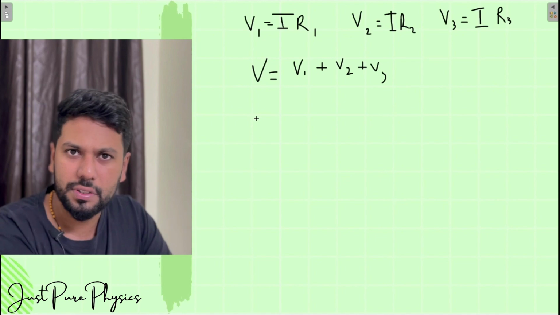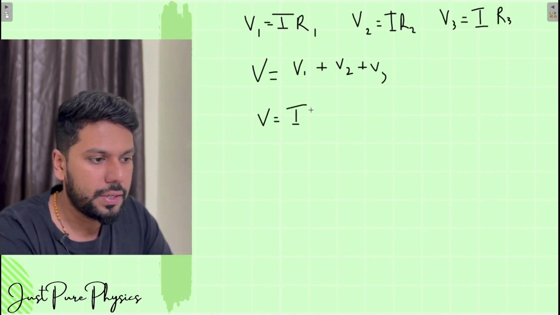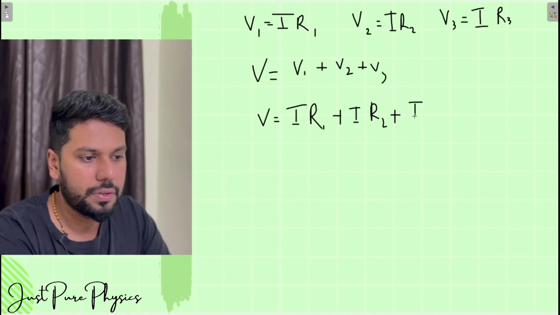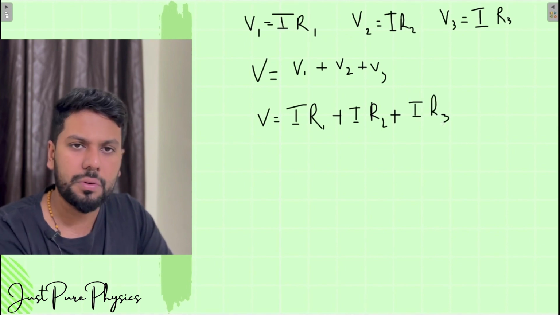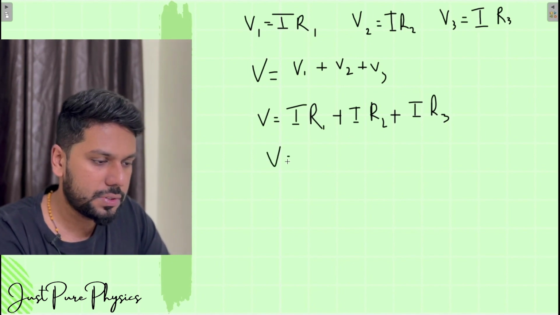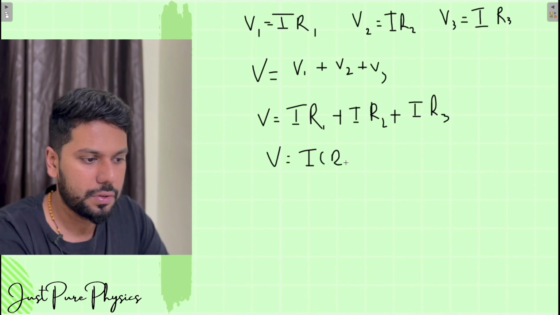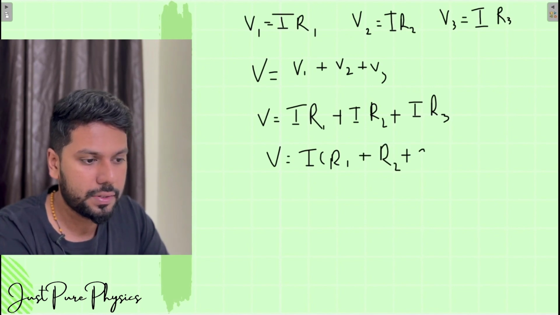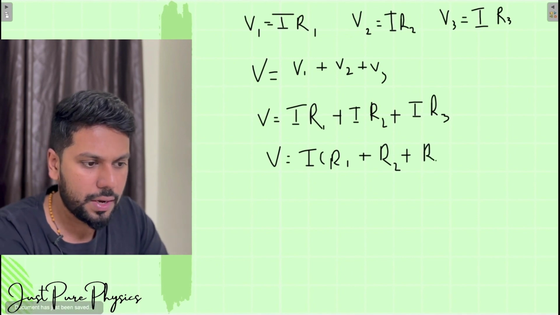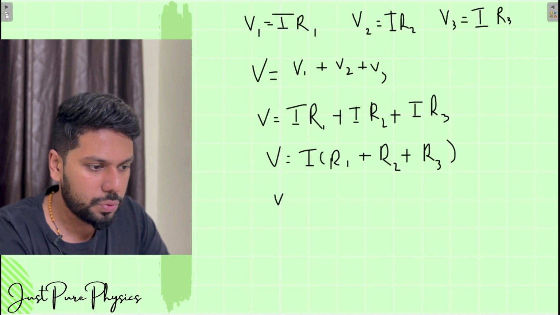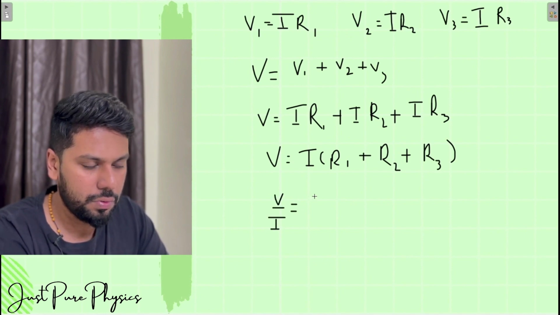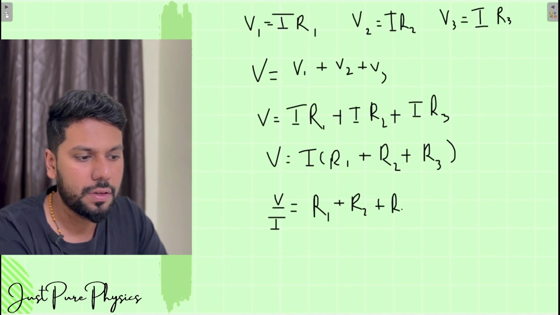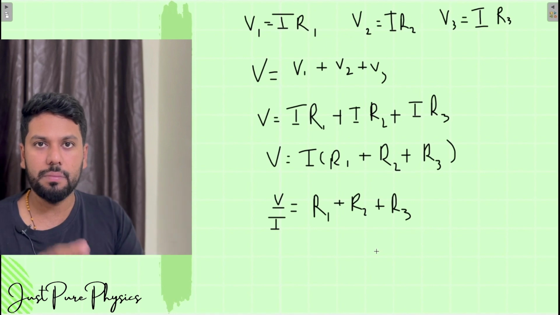So just substitute all these values, you get V is equal to I into R1 plus I into R2, right, plus I into R3. So you take I common outside because I is common. Then you have V is equal to I into (R1 plus R2 plus R3). So you are getting to a certain equation. Now you have V by I is equal to R1 plus R2 plus R3.